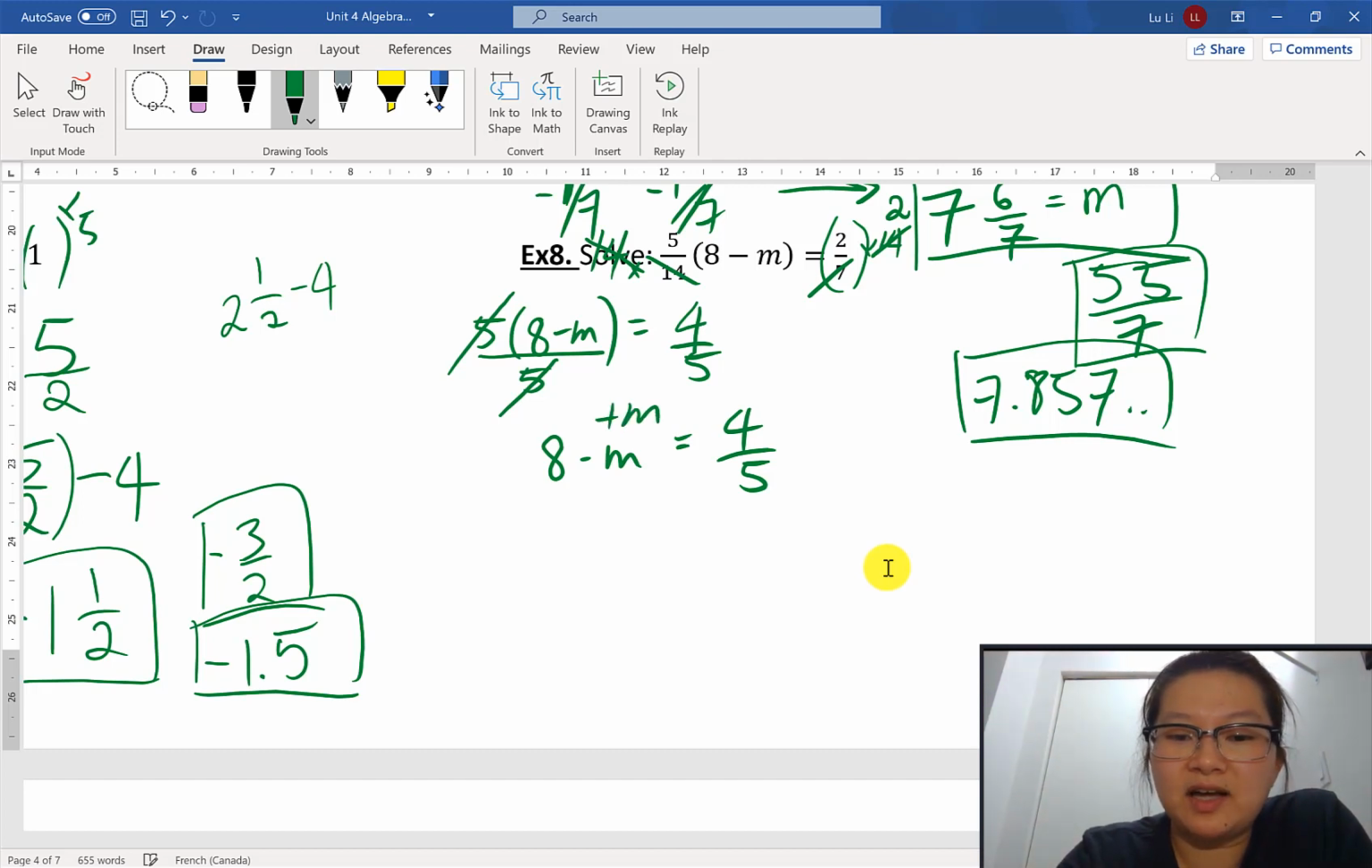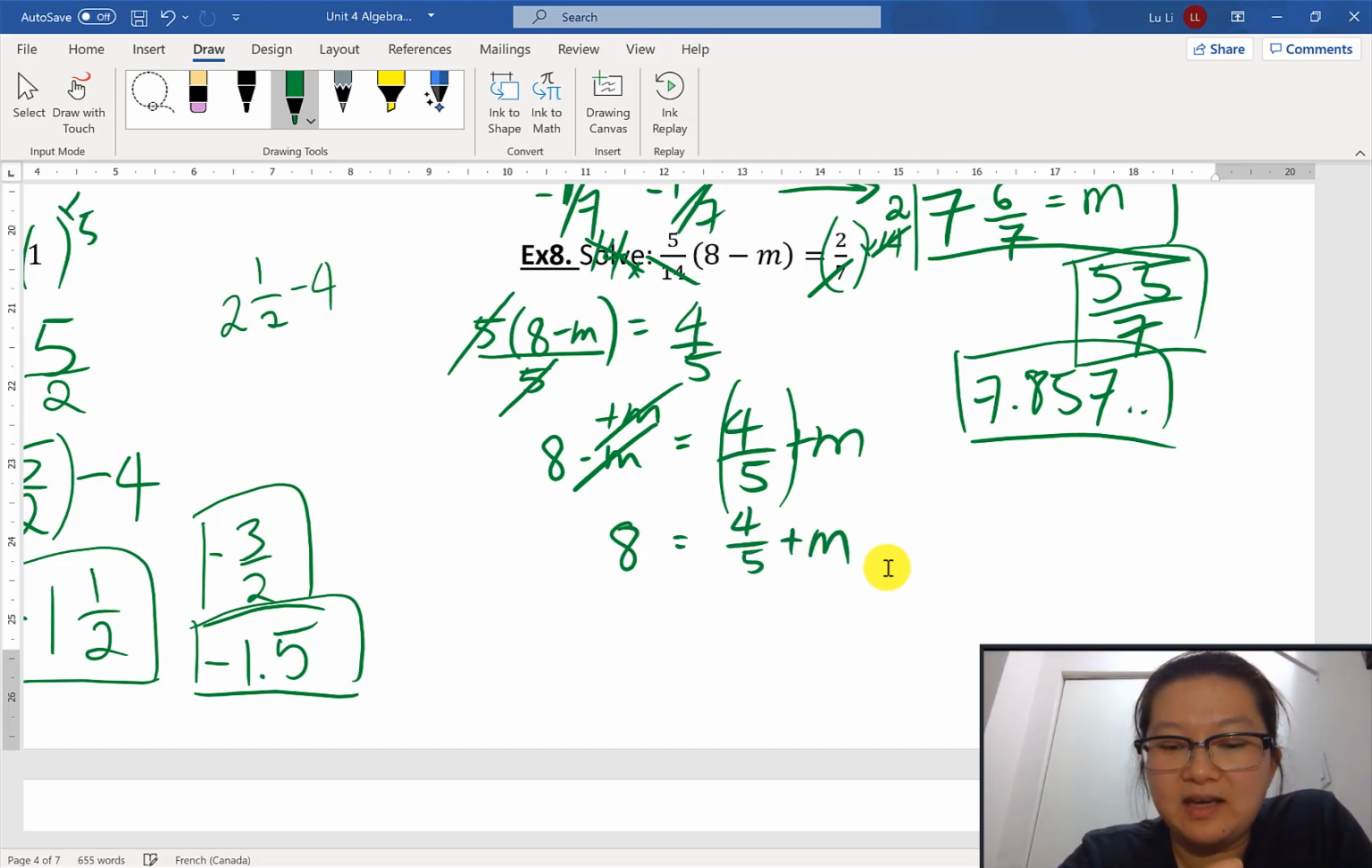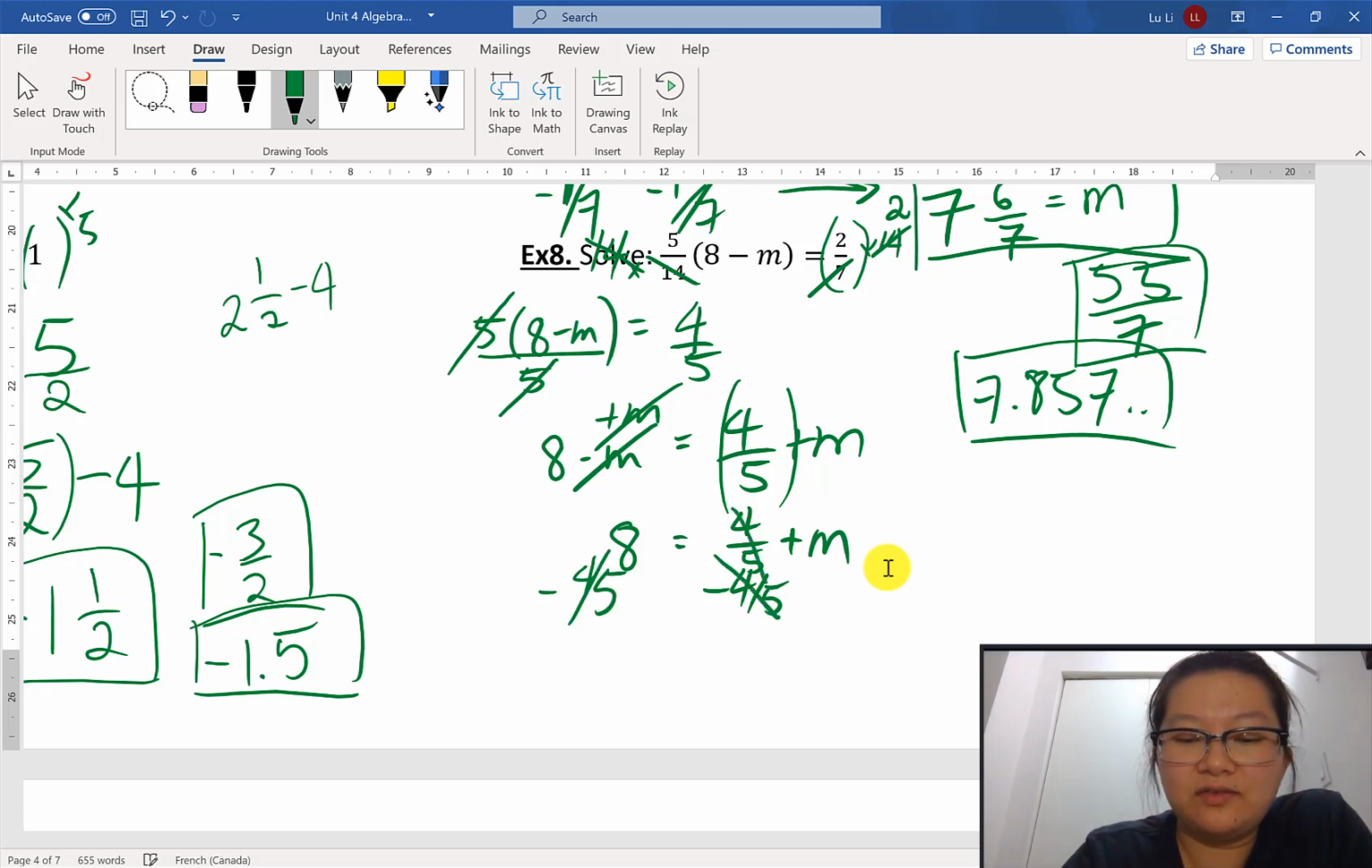I'm going to add m on this side, add m on the other side. I get rid of my m and I get 8 is equal to 4 over 5 plus m. Okay, m is now positive. Now I'm going to move my fraction to the other side to isolate for my m. So I'm going to subtract 4 over 5 over here, do the same thing on the other side of the equation. Okay, so that gets rid of the 4 over 5. I am now left with m is equal to 8 minus 4 over 5.